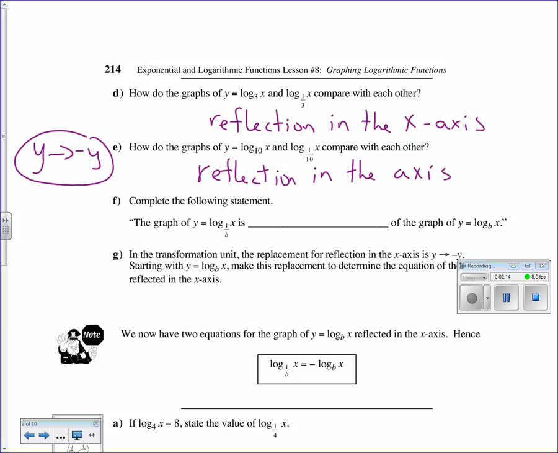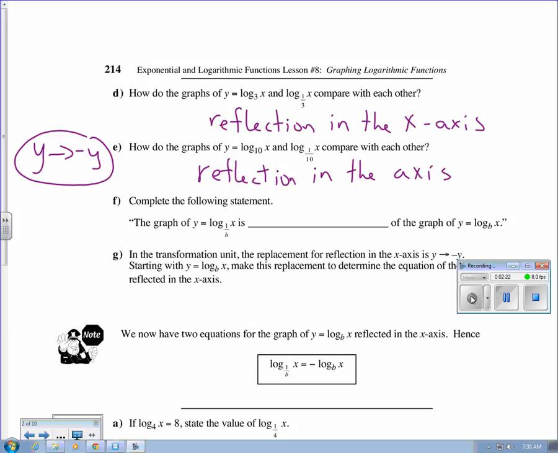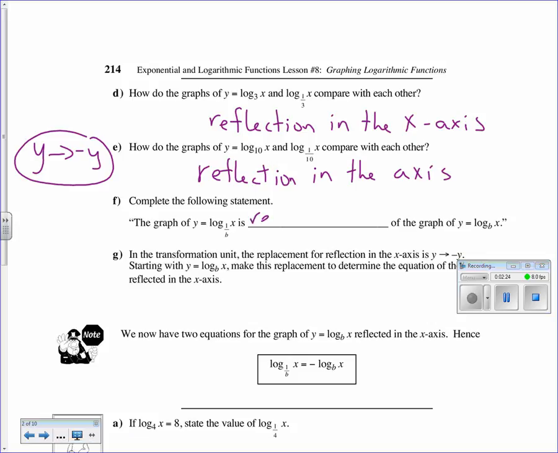The graph of y equals log base 1 over b of x is the what of the graph of y equals log base b of x? Yes, we get that word reflection. Reflection in the x-axis. And now we'll just show how that happens using our log exponent rules.